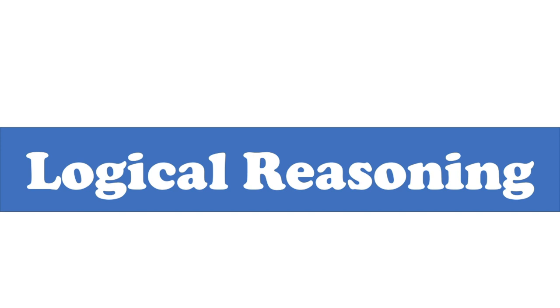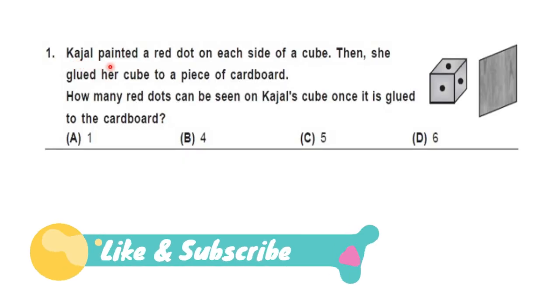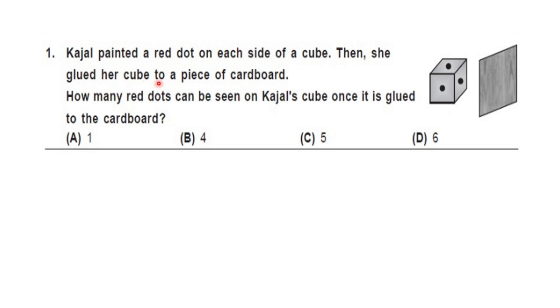The first section is of logical reasoning. Kajal painted a red dot on each side of a cube. This is the cube here. Then she glued her cube to a piece of cardboard. How many red dots can be seen on Kajal's cube once it is glued to the cardboard? Is it A 1? Is it B 4? Is it C 5? Or is it D 6? Your time starts now.